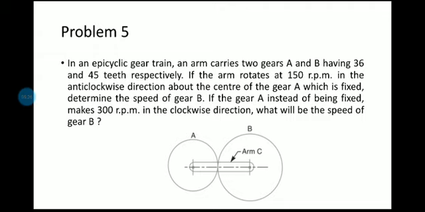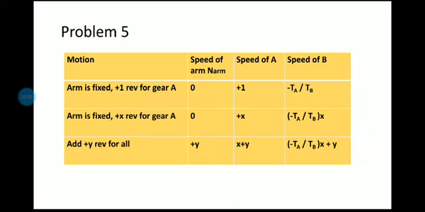Then you write TA, the number of teeth on A, is given as 36, and TB is 45. If the arm rotates at 150 rpm in the counterclockwise direction about the center of gear A, which is fixed, then determine the speed of gear B. So it is given that the speed of the arm is 150 rpm, and the speed of gear A is 0 because gear A is fixed. So what is the speed of arm plus y? You write y equal to 150 rpm.